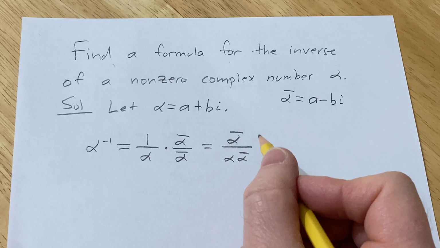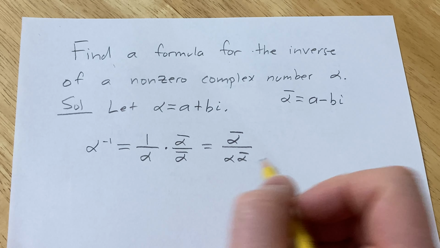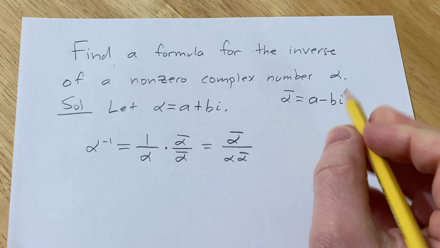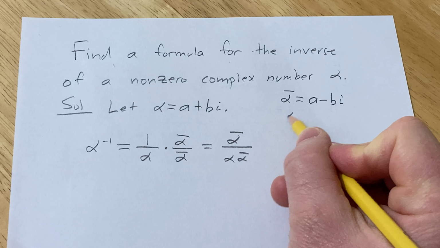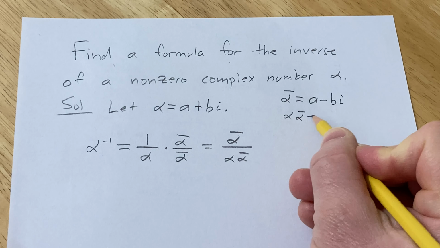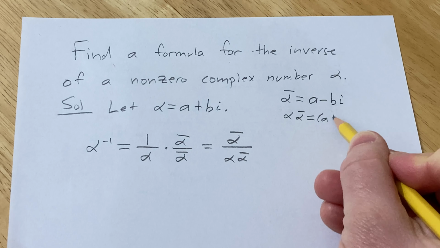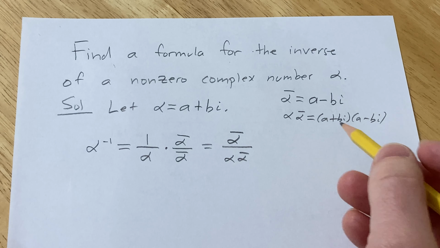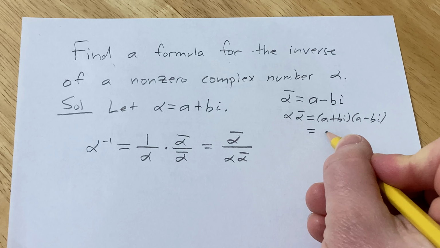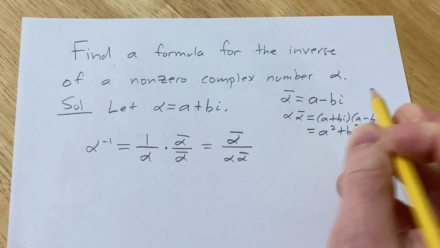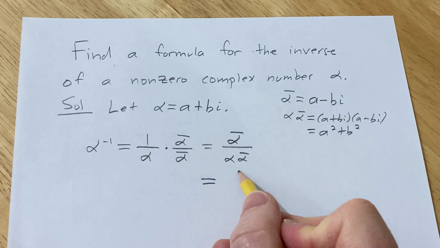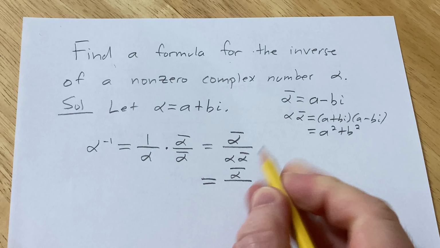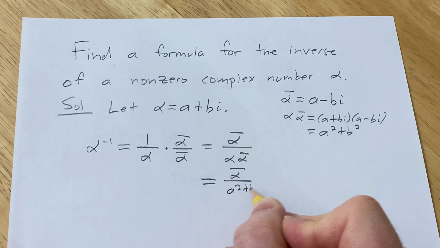Now, there is something important about this. Recall that if you have a complex number alpha and you multiply it by its conjugate, that's a plus bi, a minus bi. And if you multiply this out, this ends up being a squared plus b squared. So this is actually equal to the conjugate of alpha over a squared plus b squared.